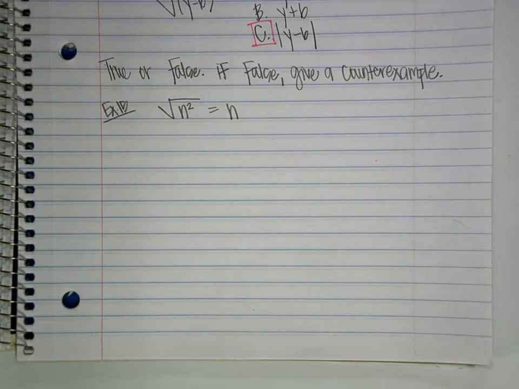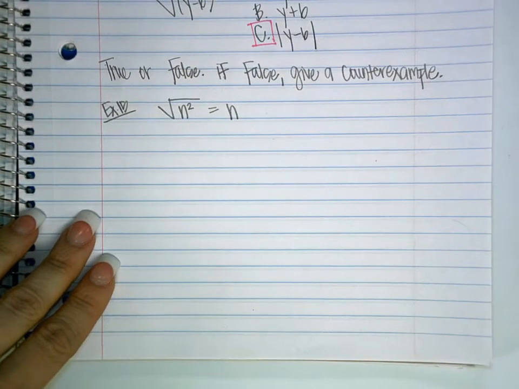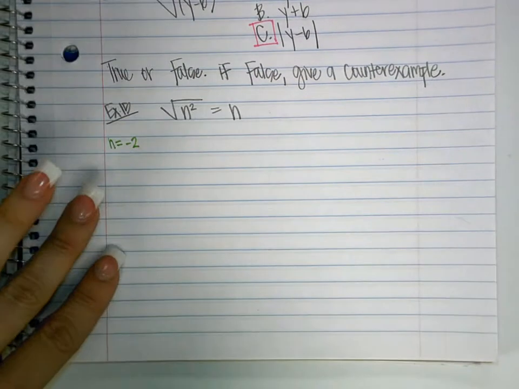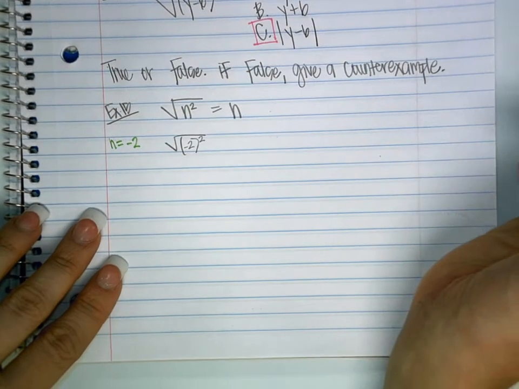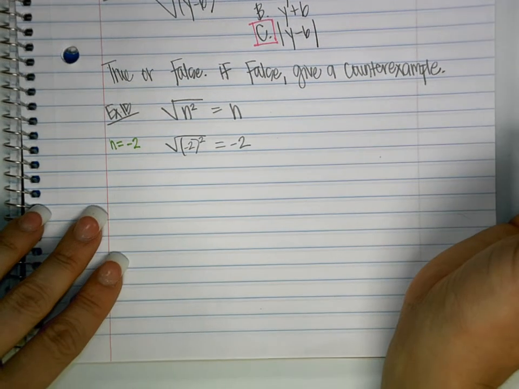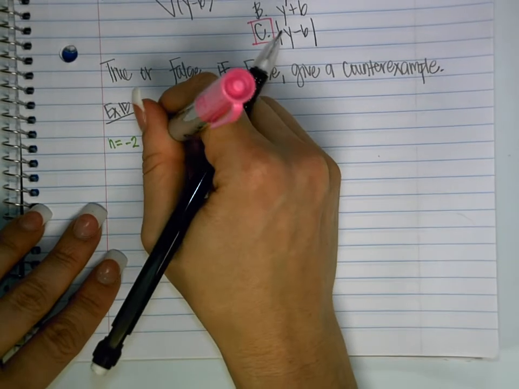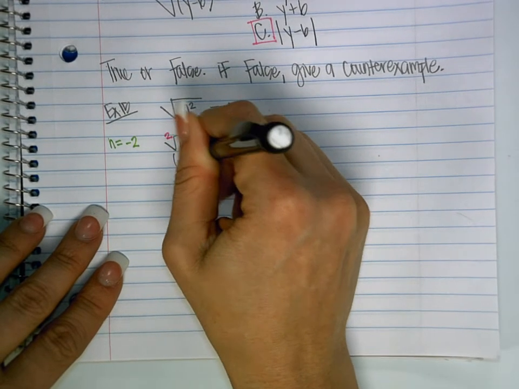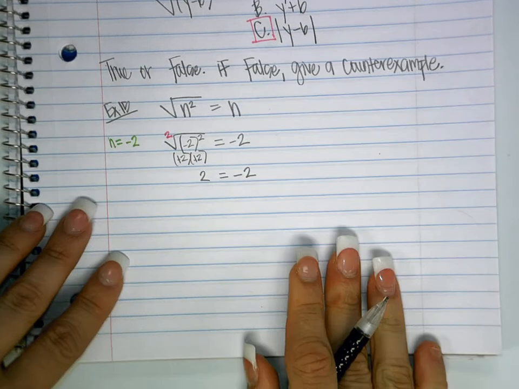What if I just randomly said that n was equal to -2? If you plug that in, the square root of -2 squared, does that equal -2? Does that work? That doesn't work, right? This is a 2 here. This negative will cancel out, correct? Yes, those go away. This becomes a +2. +2 does not equal -2.